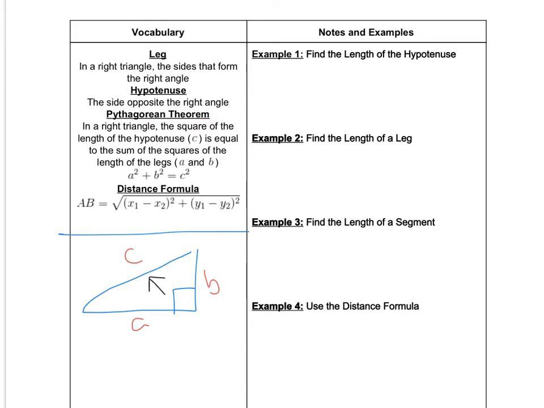All right, so you've got A, B, and C when we're dealing with the Pythagorean theorem, but it's always with right triangles. So you've got your leg here A, leg here B, hypotenuse C. All right, so let's talk about example 1.